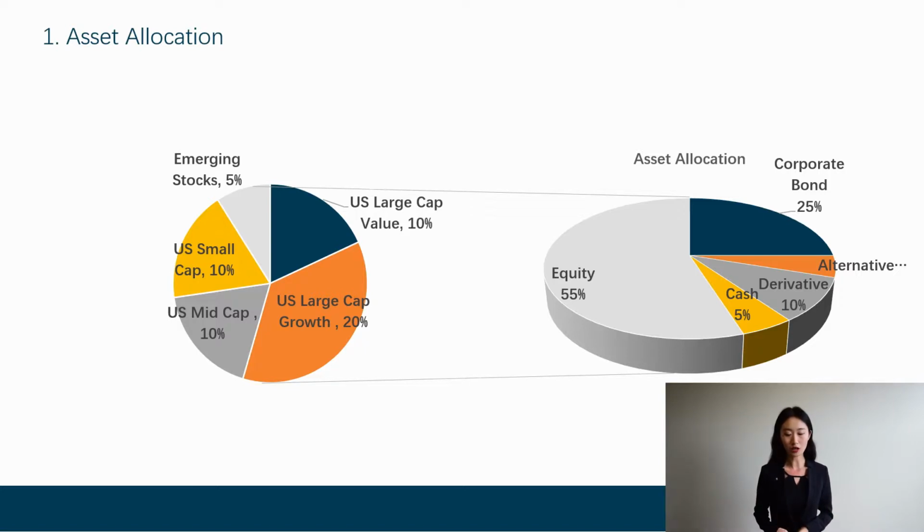For the equity part, we choose to deploy 20% of the value to US large-cap growth equity because it has high growth potential and high value that we may gain. We also deploy 10% of the value to US large-cap value because it can provide us a relatively stable dividend and a high income. The other 25% of the portfolio is deployed to US mid-cap, US small-cap, and emerging stocks to complement the returns and the risk objective of our client.